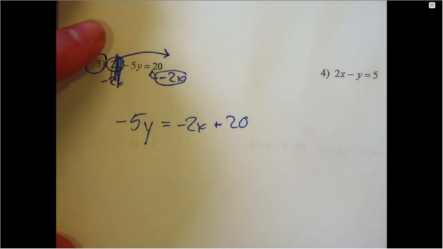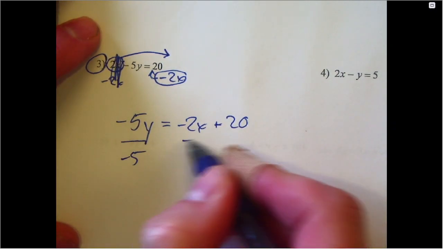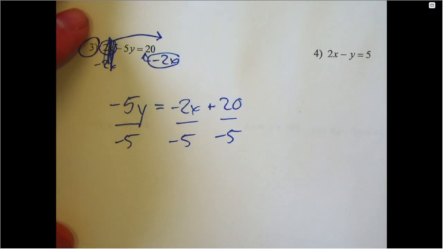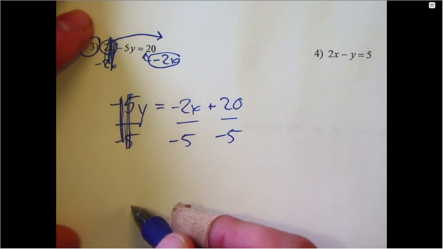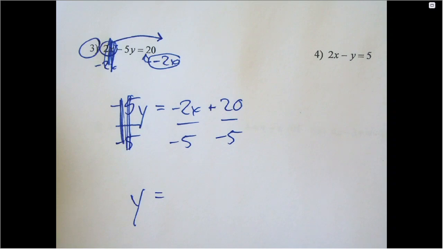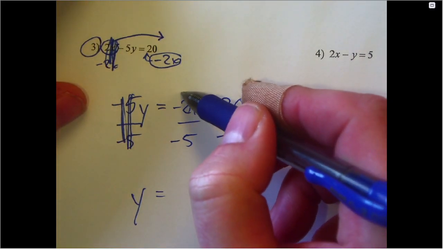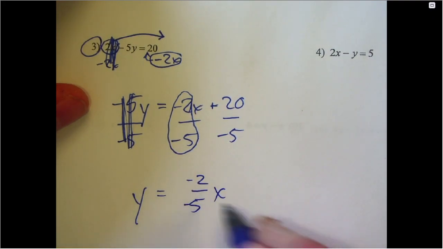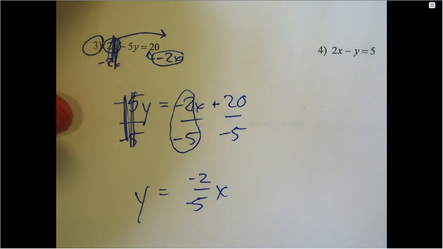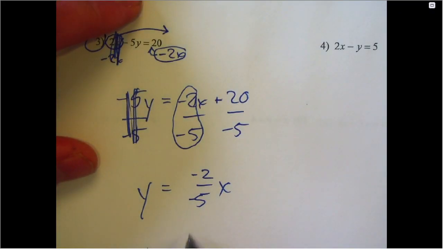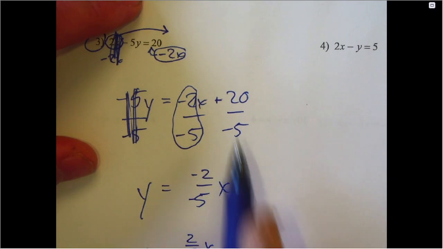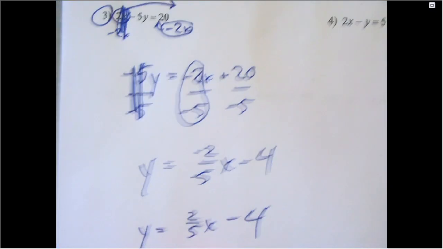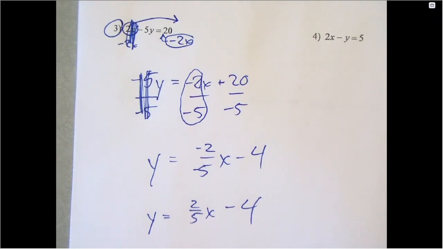Then what? Divide by -5, all three things, because you're a fair individual. These -5s cancel, that's the point. This fraction gets pulled out in front, and you could actually write it just like that. If you want to cancel the negative signs, go for it, but if you don't, it's not wrong. And then 20 divided by -5 is -4. So either of those are valid, correct answers.